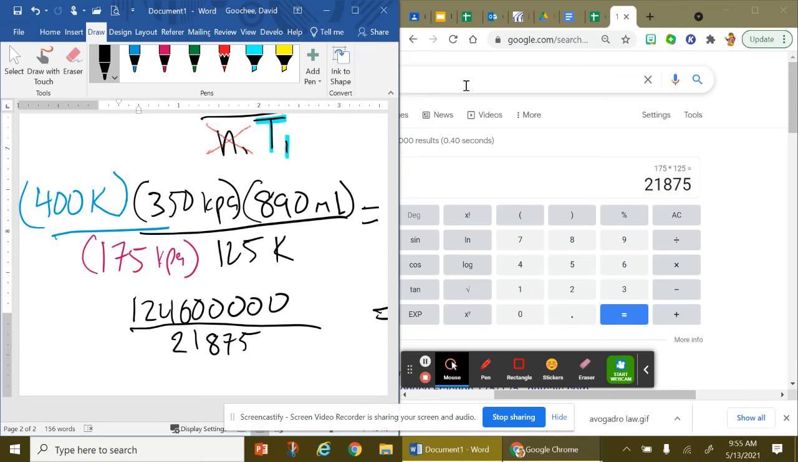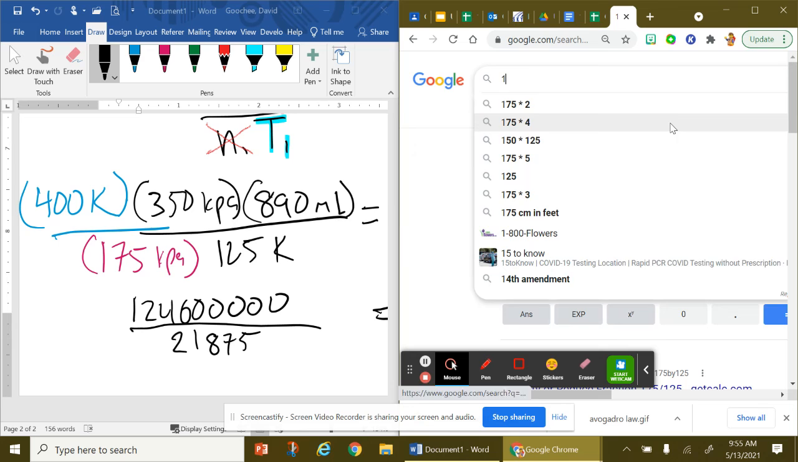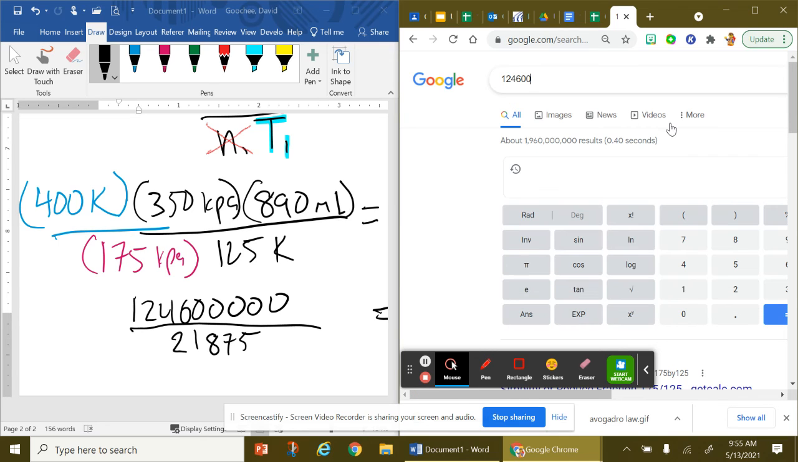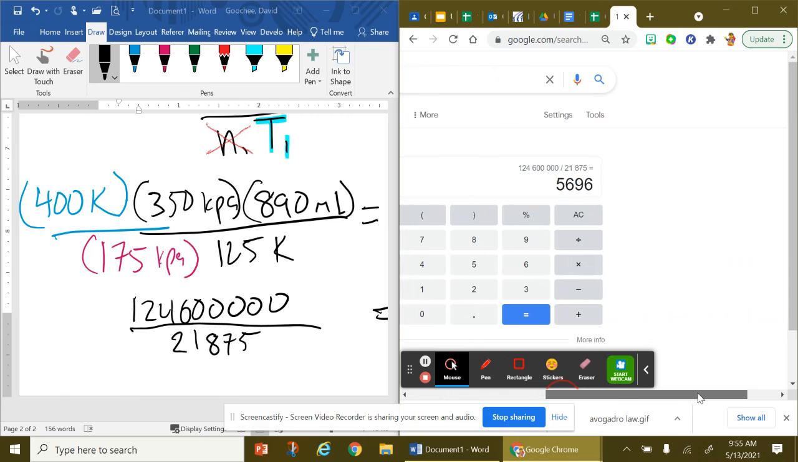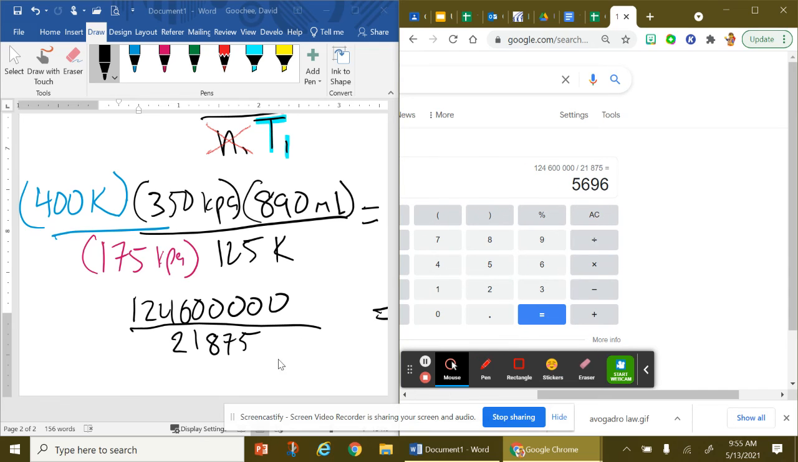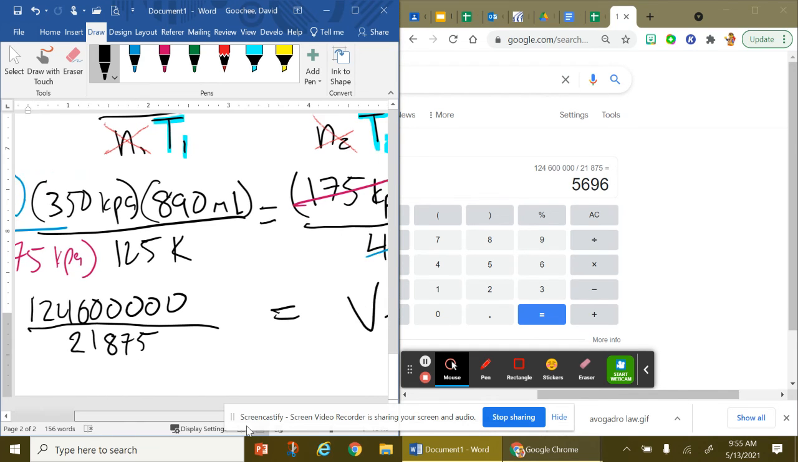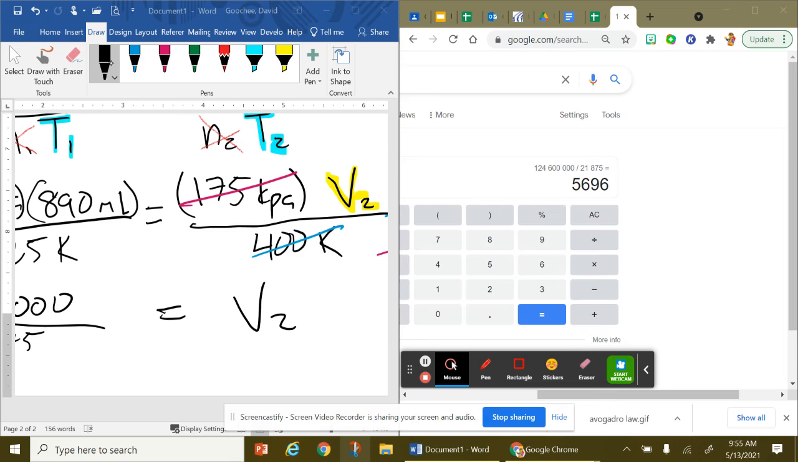So let's just do that. 124600000 divided by 21875, and I get as my answer, whoa! Okay, there we go. 5696. All right, so the volume 2 equals 5696. And now what are the units?